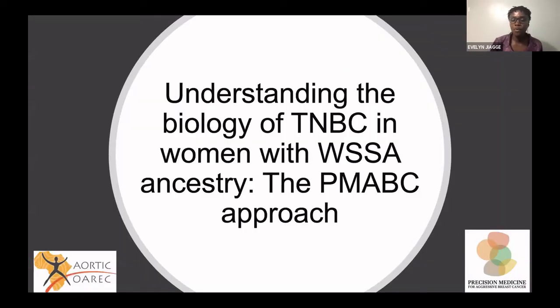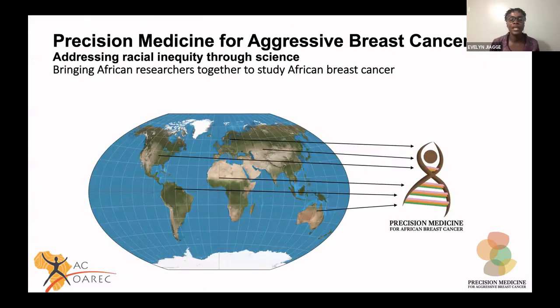I will use an example of what we have studied in triple-negative breast cancer to make this point, for the purpose of understanding the biology of triple-negative breast cancer in women with Western Sub-Saharan African ancestry. Our team, Precision Medicine for Aggressive breast cancers, uses the approach of bringing researchers together from countries within Africa to partner with people outside Africa for the purposes of gaining resources and funding to study African breast cancer in Africa.